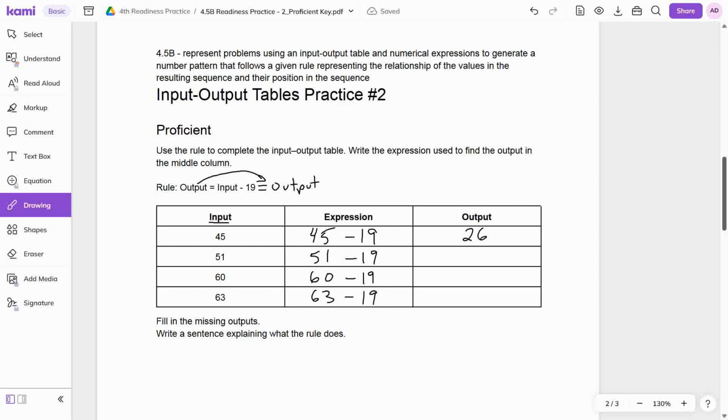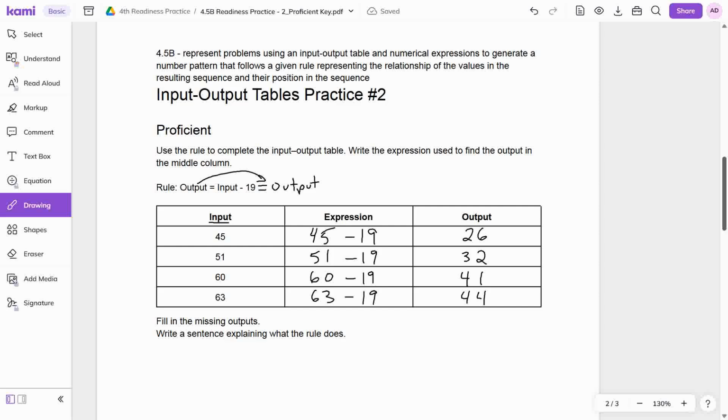We could do 51 minus 19 to get the answer, or we can say our input increased by 6 from 45 to 51. So our output, since we're subtracting 19 again, is going to increase by 6, and that's going to be 32. Our input increased by 9 from 51 to 60, so our output is going to increase by 9, 41. And then our input increased by 3, so our output is going to increase by 3. So I just did that mentally. Once I got that first one done, you could have separated them all as well.